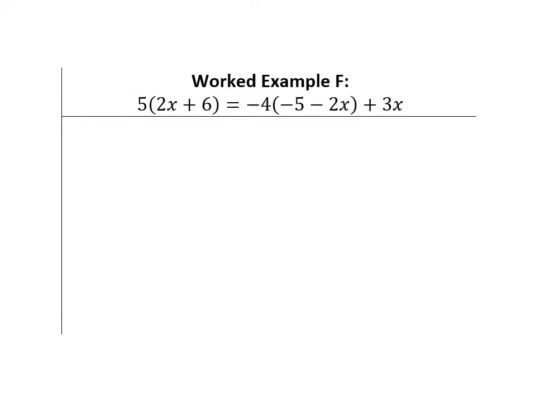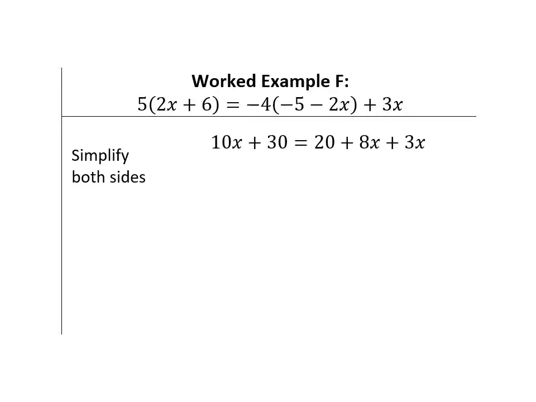So here we've got an equation. First step is simplify both sides. So that means get rid of those parentheses. So 5 times 2x plus 6 is 10x plus 30. And then on the right, negative 4 times negative 5 is positive 20. Negative 4 times negative 2x gets us plus 8x. And then we've got that plus 3x.